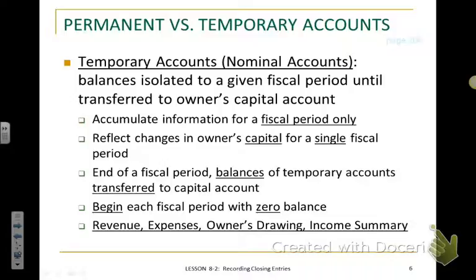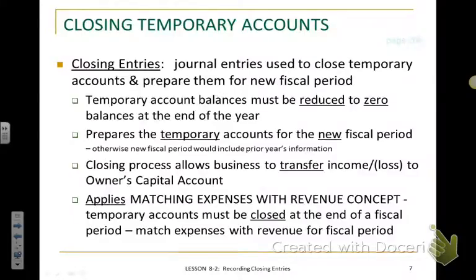So when December 31st comes, that's the last day of your fiscal period that you're reporting income for. So then it cleans it out, and that's what we've got to roll into that year's owner's capital account or owner's equity. And that's what we'll learn about next. We'll prepare what we call closing entries to walk us through accumulating the information from the revenues, expenses, and owner's drawing account and rolling it into the owner's capital account.